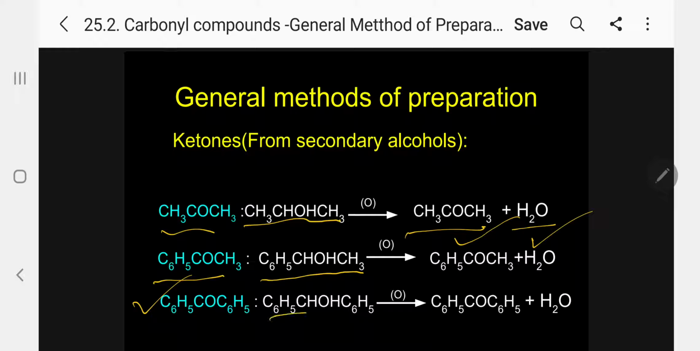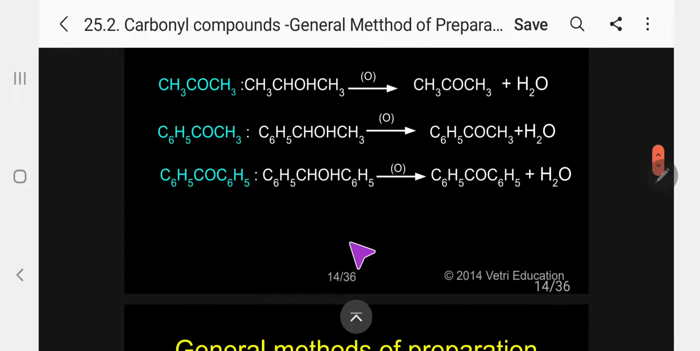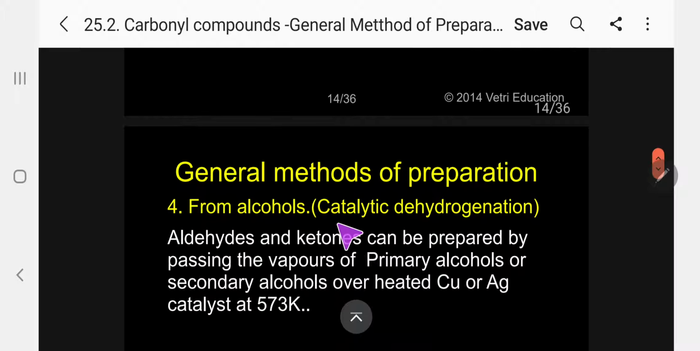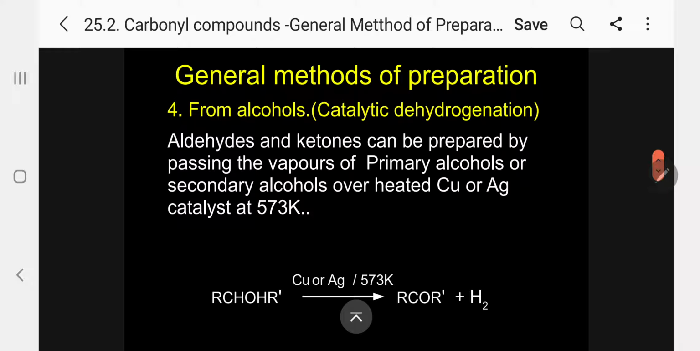Benzophenone corresponding CHOH, so diphenyl methanol. Kindly follow. Diphenyl methanol, 1,1-diphenyl methanol, undergoes oxidation to produce benzophenone and water. So all the 6 compounds we can prepare from here.